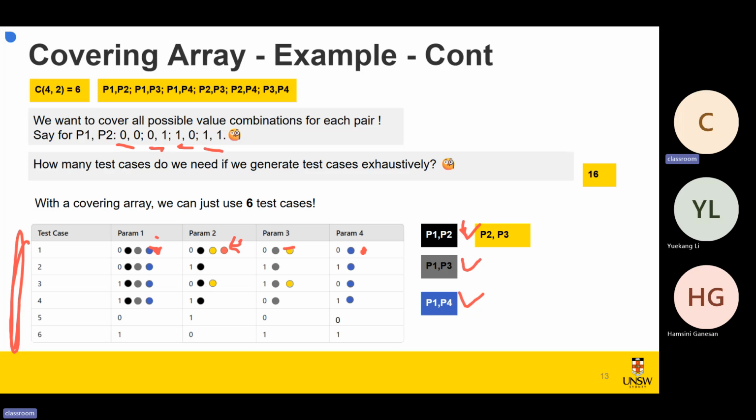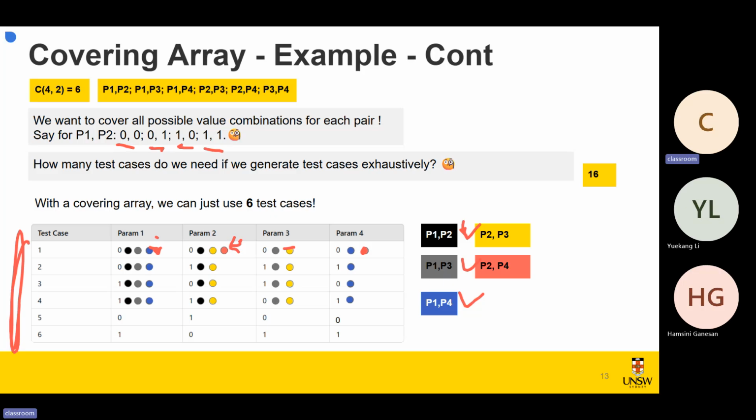We can use test case 3, right? For 1, 0, we can use test case 4. For 1, 1, we can use test case 2. What about P2 and P4? So for P2 and P4, we can use test case 1 to cover 0, 0. We can use which test case to cover 0, 1.